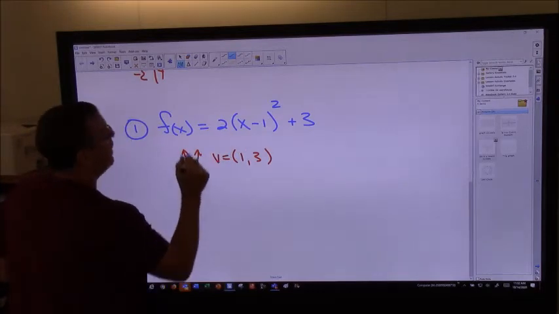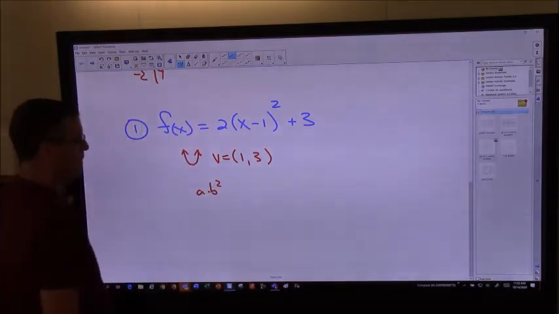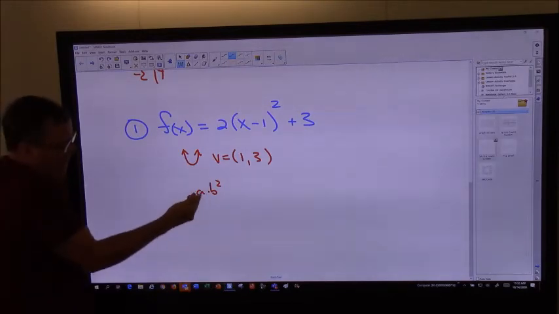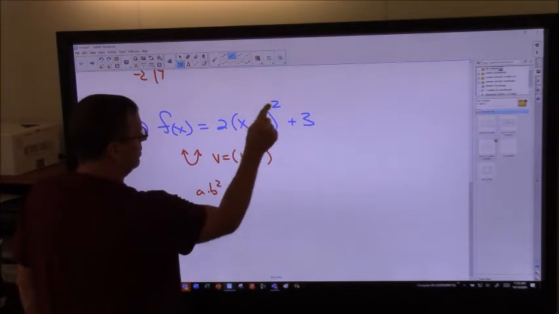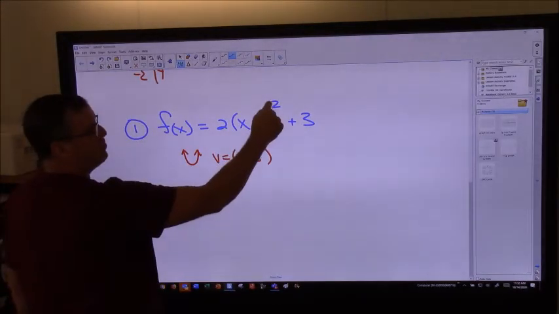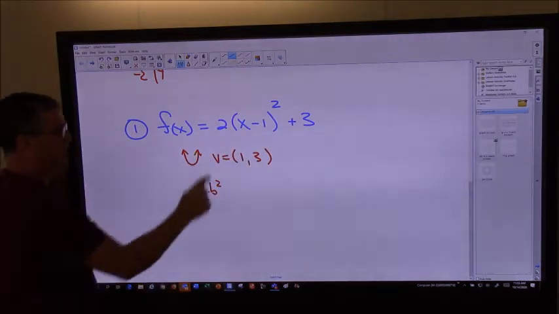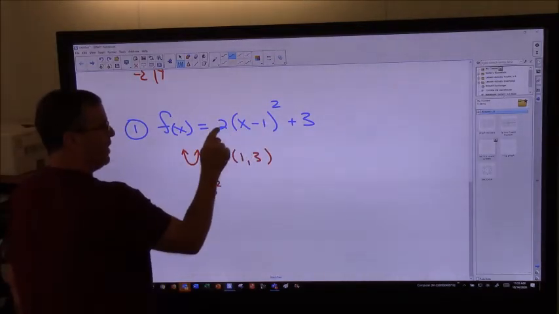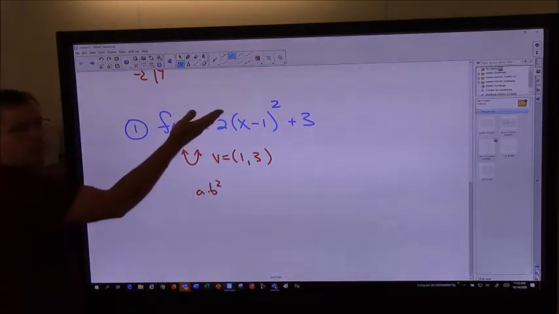Because this a value, so see, I'm always going to write this down, a times b squared. Now, if anybody looks at this and you go, how am I going to remember that? Well, it's right here, ab squared. If this was a cubic function where that exponent's a 3, well, then I'm going to go ab cubed. If this is a square root function, I'm going to go a times the square root of b, okay? So you'll know what to do because it's written there.